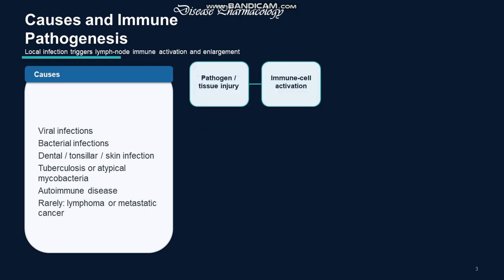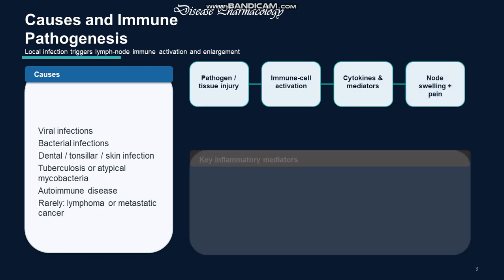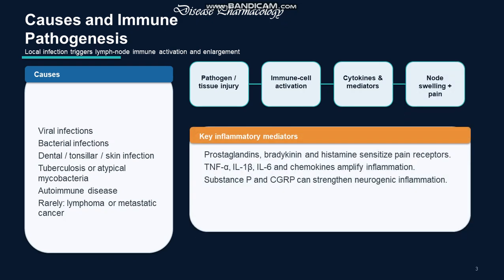The pathogenesis includes pathogens or tissue injury, immune cell activation, cytokine release, node swelling plus pain. Prostaglandin, bradykinin, and histamines sensitize pain receptors. TNF-α, IL-1 beta, IL-6 are the pro-inflammatory cytokines, and chemokines amplify inflammation. Substance P, CGRP can strengthen neurogenic inflammation.